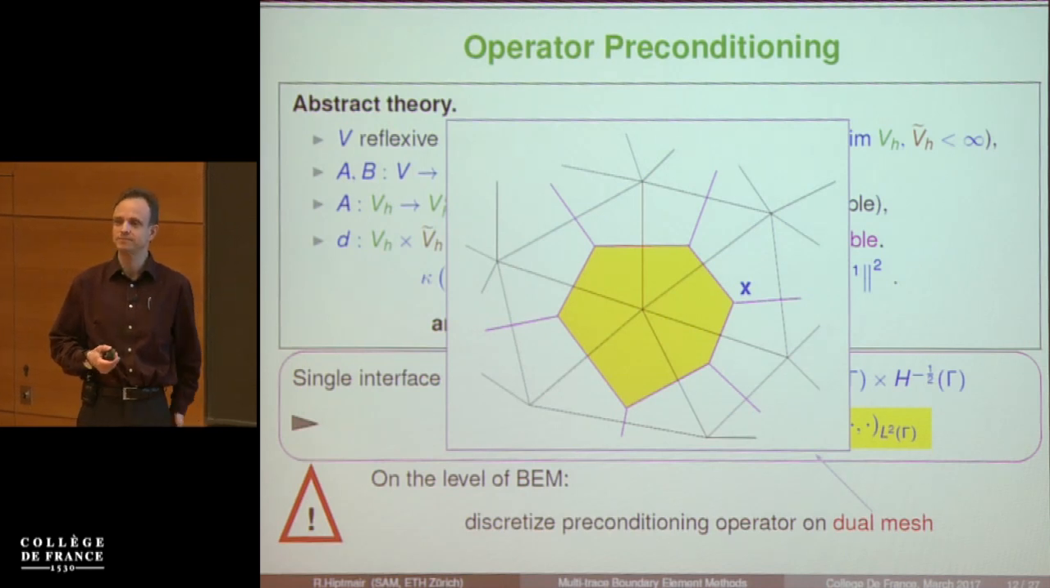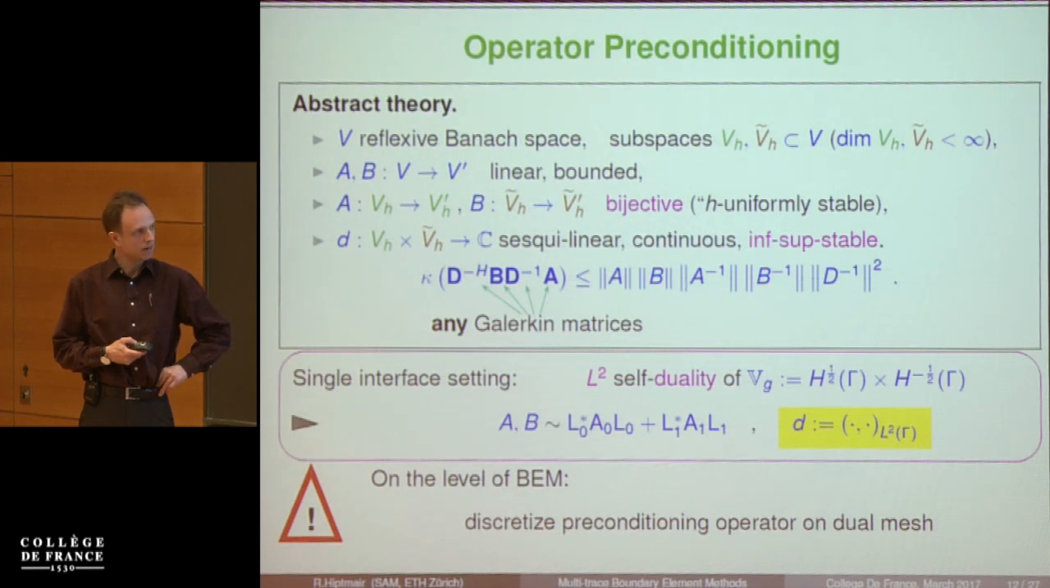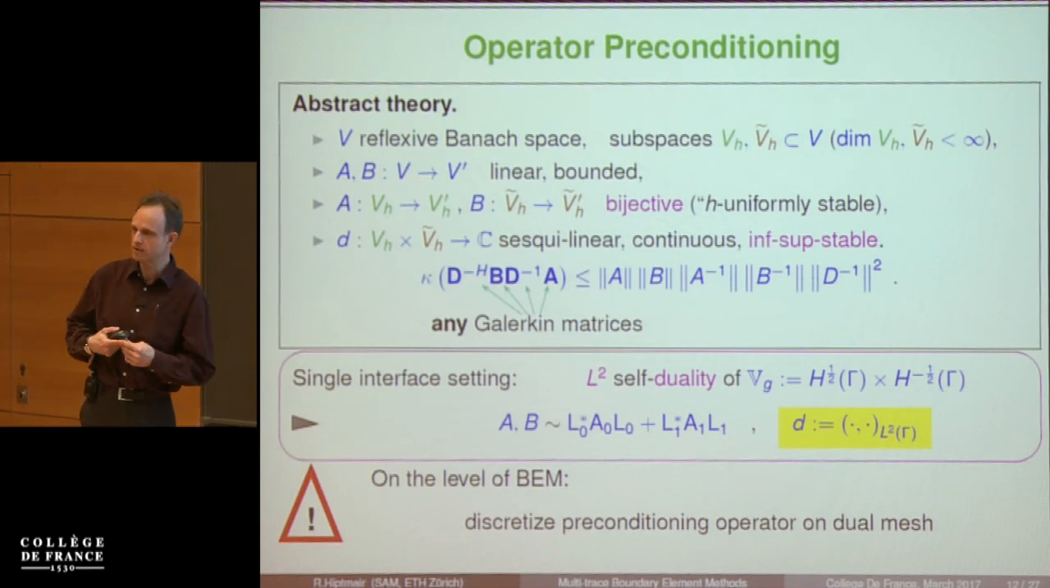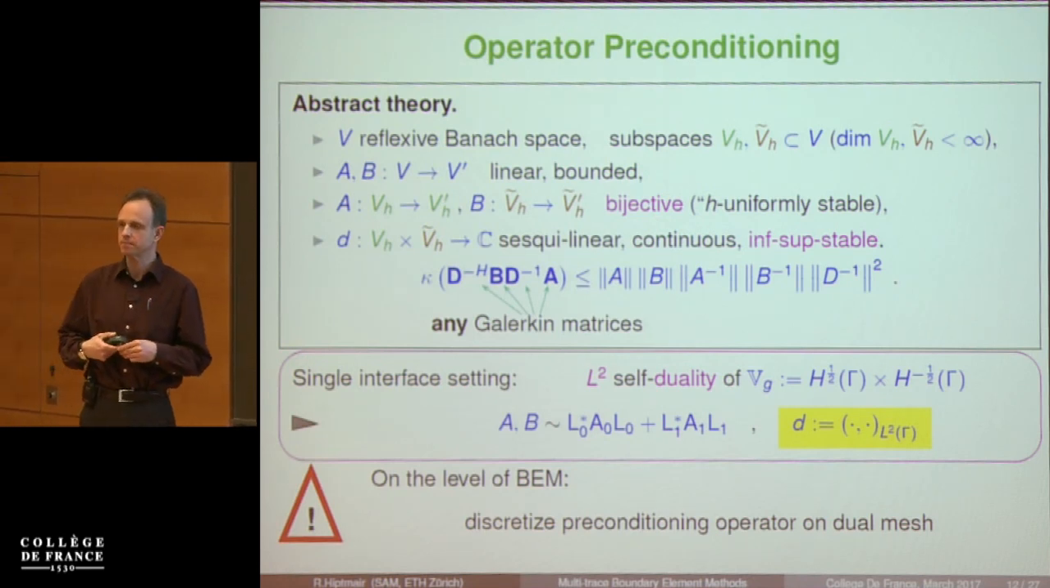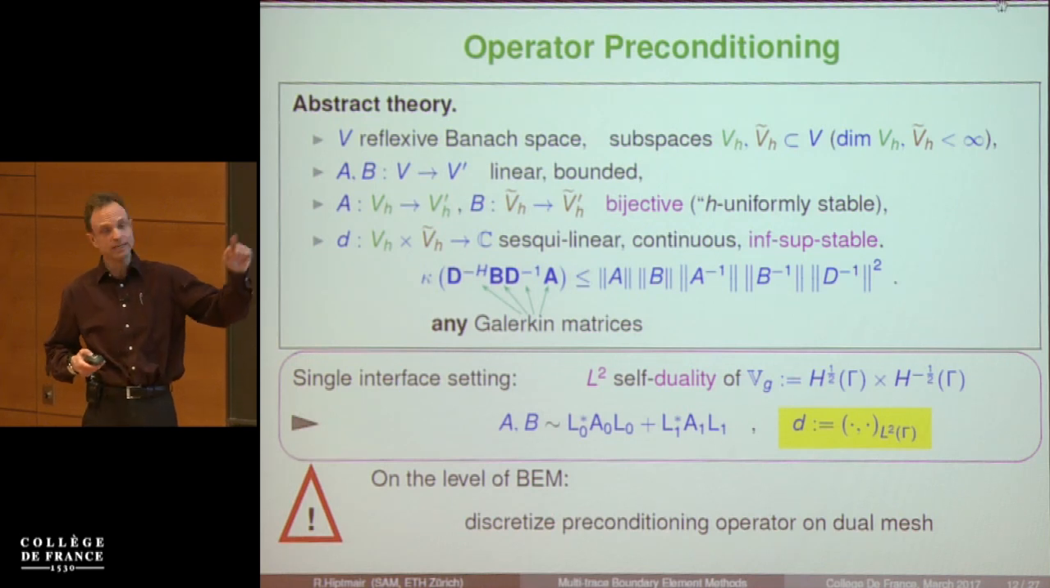Sorry, I missed something. Why, to apply your abstract theory, you need that A and B are each uniformly stable? And so you said that, why is it the case? Well, this is a consequence of the coercivity. So they are uniformly stable, of course, with respect to the V norm.